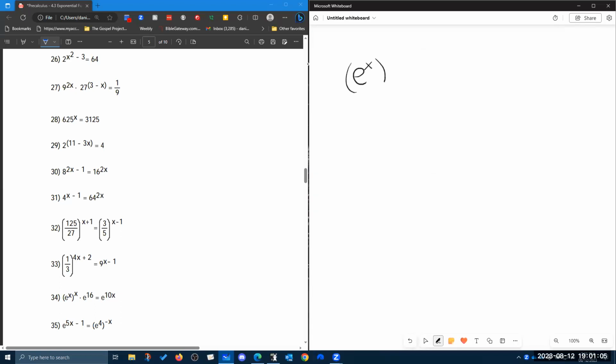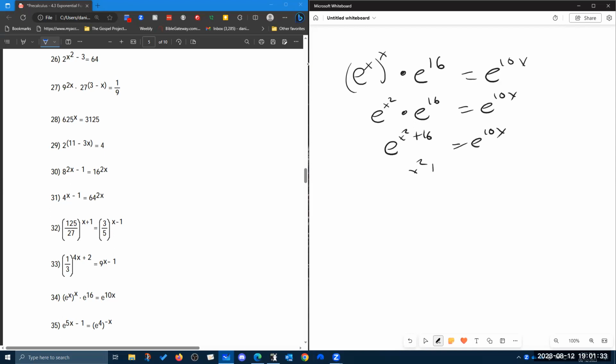E to the x raised to the x times e to the 16th is equal to e to the 10x. So this is e to the x squared. So e to the x squared times e to the 16th is e to the x squared plus 16, which equals e to the 10x. So x squared plus 16 equals 10x. X squared minus 10x plus 16 is equal to 0.